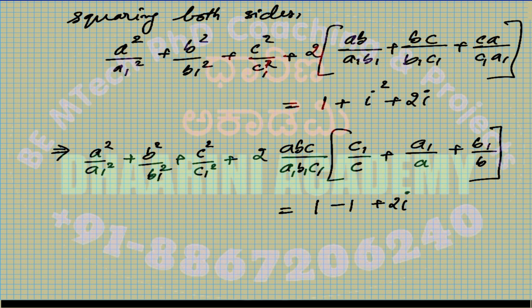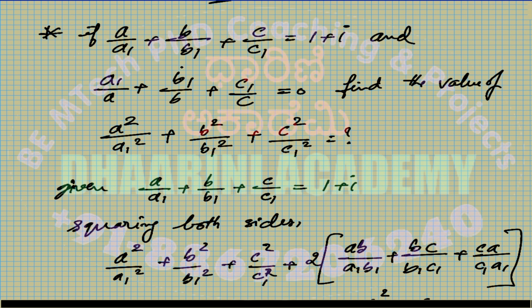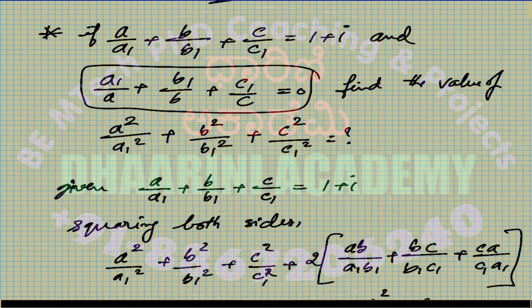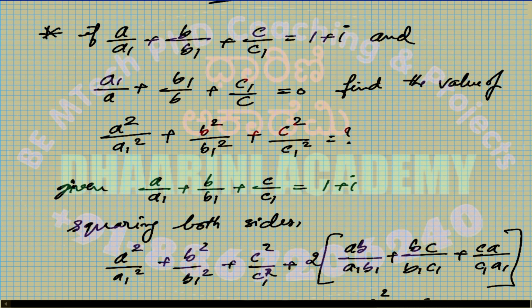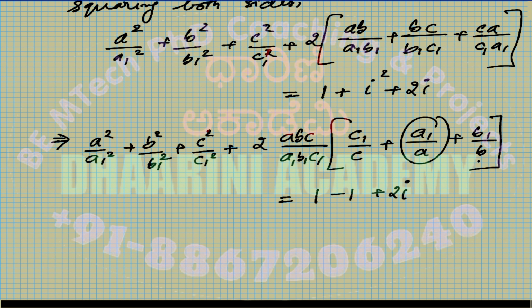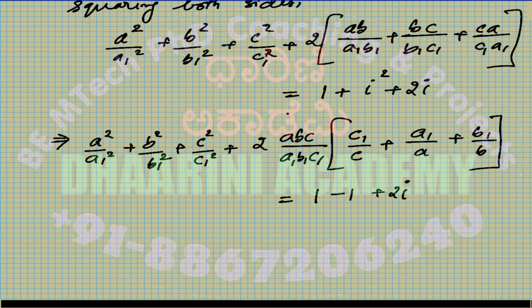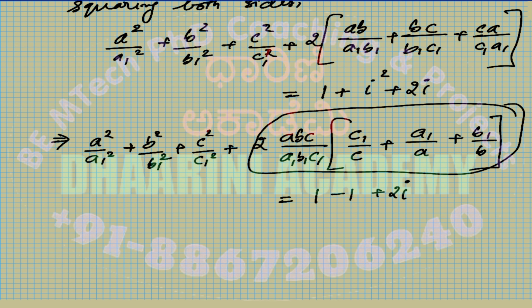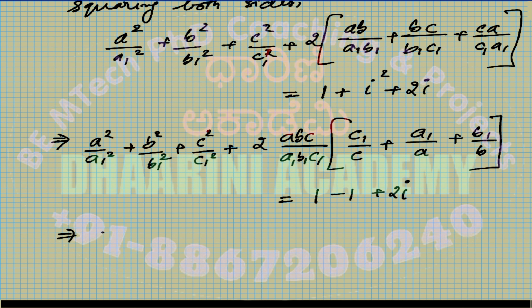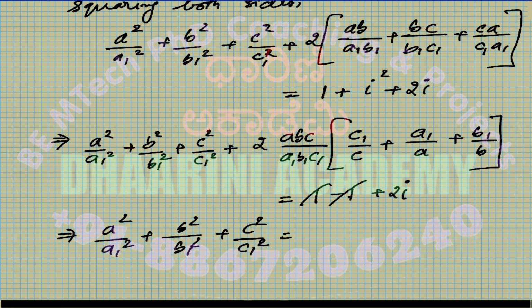Now let's check. They have given secondary data, that is, A1 by A plus B1 by B plus C1 by C is equal to 0. So whatever is inside the bracket is 0, so this whole term is 0. So I can simply write that this implies A square by A1 square plus B square by B1 square plus C square by C1 square is equal to, the 1 and minus 1 cancel again, 2i. So 2i is there as one of the answers of the 4 options.